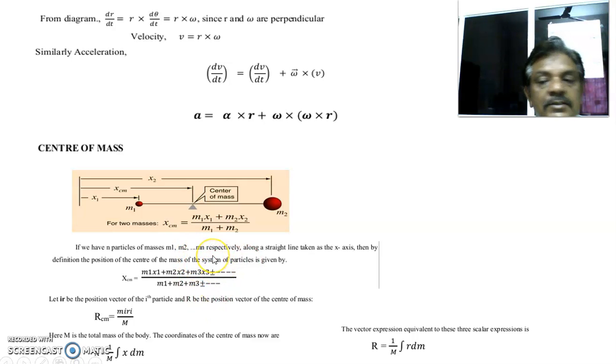So center of mass is nothing but the point where the entire mass of the body is concentrated, and that point is called the center of mass.